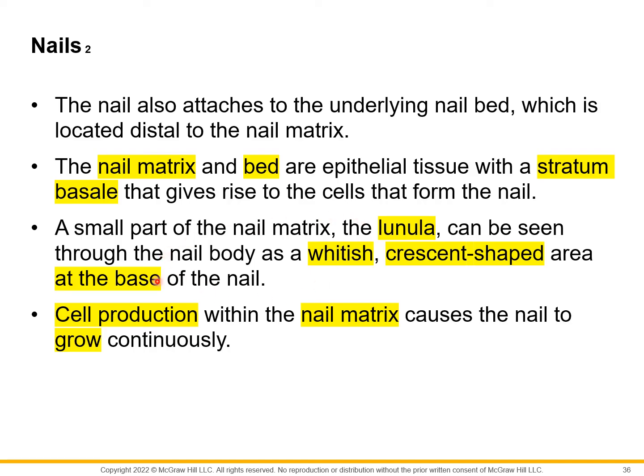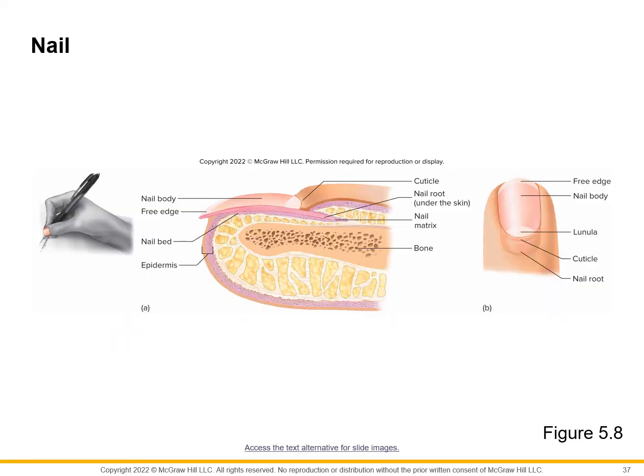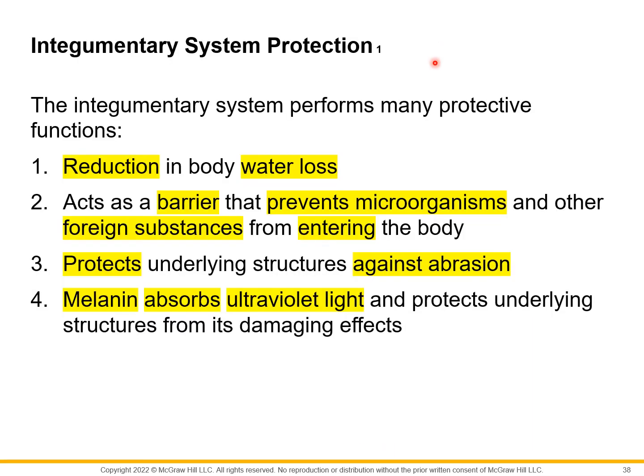Next, cell production within the nail matrix causes the nail to grow continuously. So ang dahilan daw po kung bakit patuloy na humahaba at nag-grow yung nails natin is because of the cell production that happens sa nail matrix. So kung tatanungin tayo, where does cell production and nail growth happen? It happens at the nail matrix. And so this illustration right here shows us the different areas or the different structures that we've talked about in the previous slide. Ang mga bagay na nakalista dito sa slide na to ay nabanggit na natin kanina, diba?